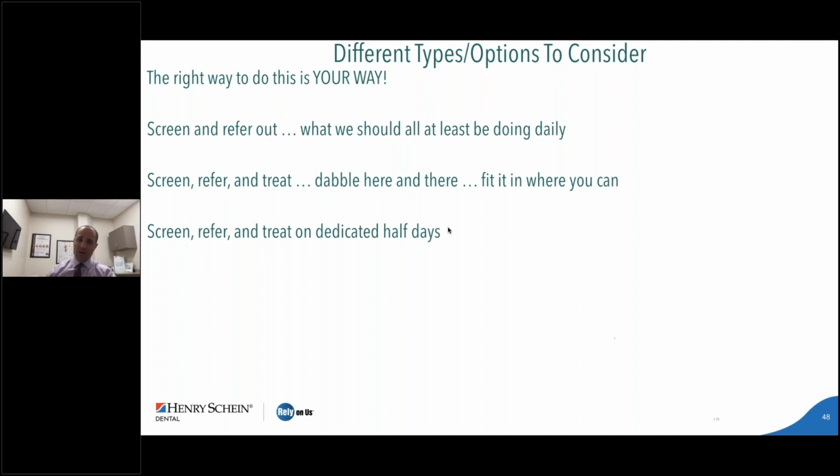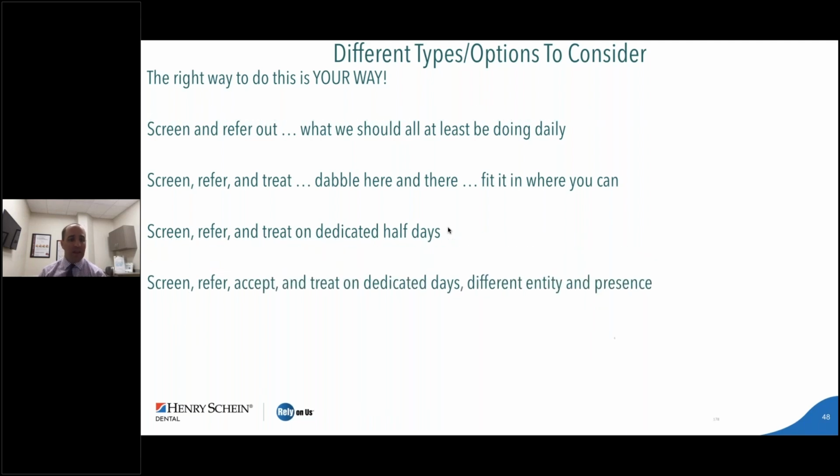So it's really, really hard to go back and forth. Now, granted, I only did it for 4 months going back and forth, but it was hard. And that's actually a big reason why I stopped doing it. Then you can screen, refer, and accept on those dedicated days.